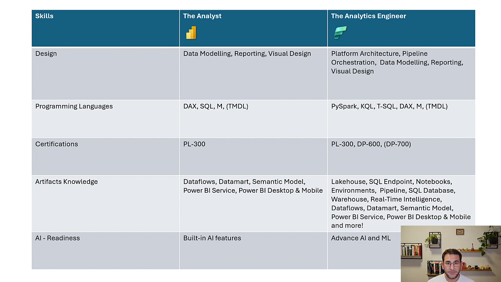So let's compare the two in terms of skills. Let's say we are talking about our design skills for the analyst. We had data modeling in the past, we had reporting and visual design, maybe we had query design, anything like that. But the analytics engineer now has to understand how the platform architecture works, how pipeline orchestration works in terms of automating ingestion and deployment and so on, but also how data modeling, reporting and visual design works in terms of designing skills. And regarding programming languages, we had DAX, we had SQL, we had mQuery, which is the query language of Power BI.